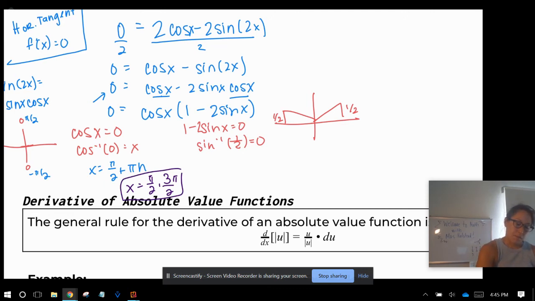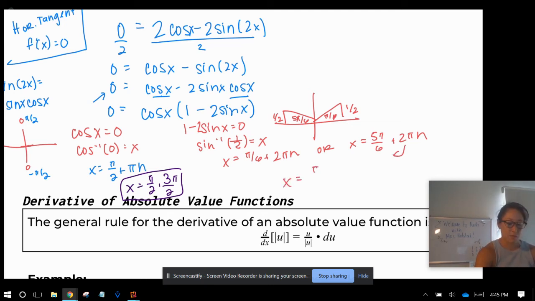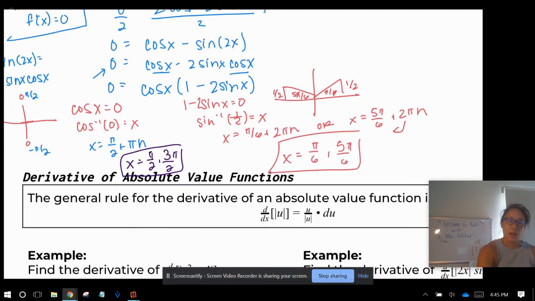For the second part, sine inverse of 1/2 is equal to 2x. That should be an x. Sorry. So x is equal to pi over 6. So pi over 6 plus 2 pi n, or x is equal to 5 pi over 6. Okay, when I add 2 pi, that gets me outside of my domain. So I'm going to have x is equal to pi over 6 and 5 pi over 6. And that's it. All right.